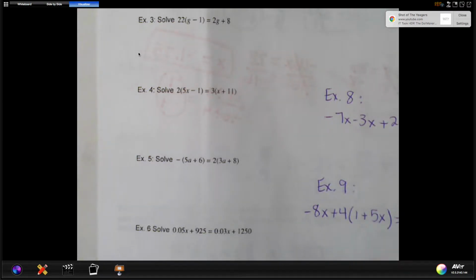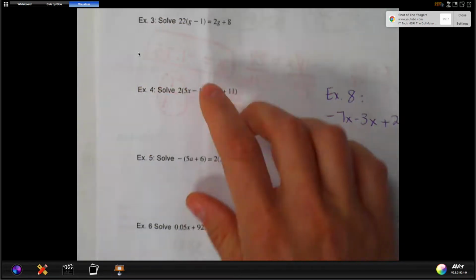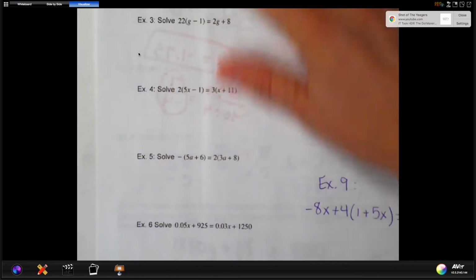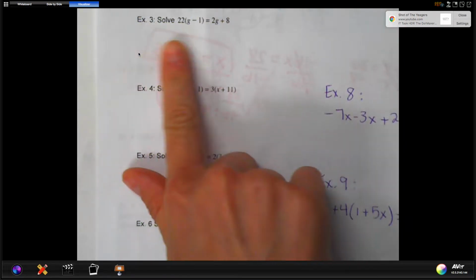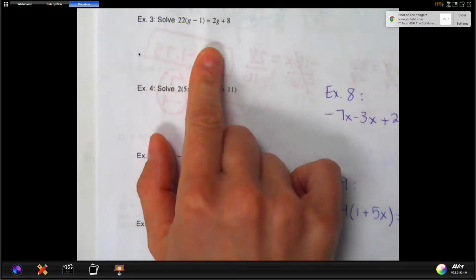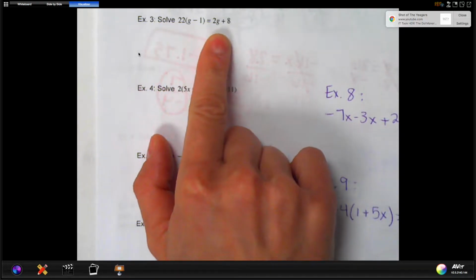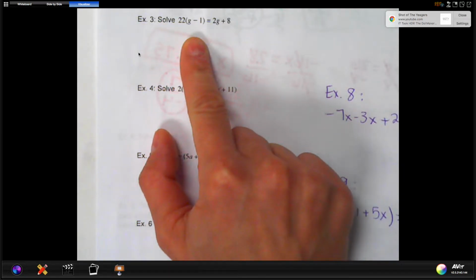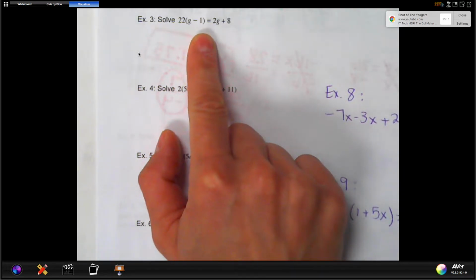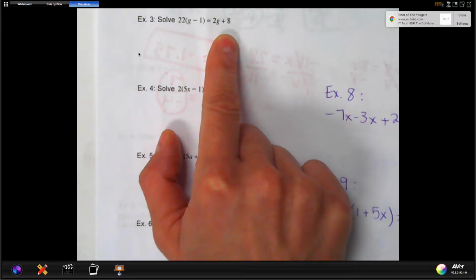Today we're going to move on to examples that have variables on both sides but contain parentheses and require the distributive property. So we are going to start here. If you've been following with the note packet, we're going to start on example 3. If you don't have the note packet, go ahead and copy down the example of 22 and then in parentheses g minus 1 equals 2g plus 8.